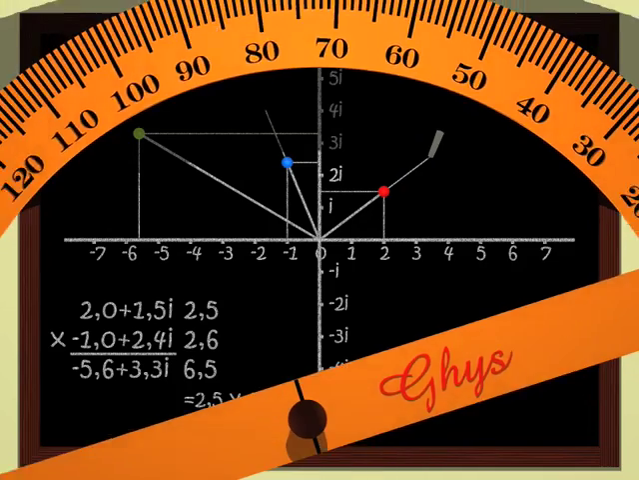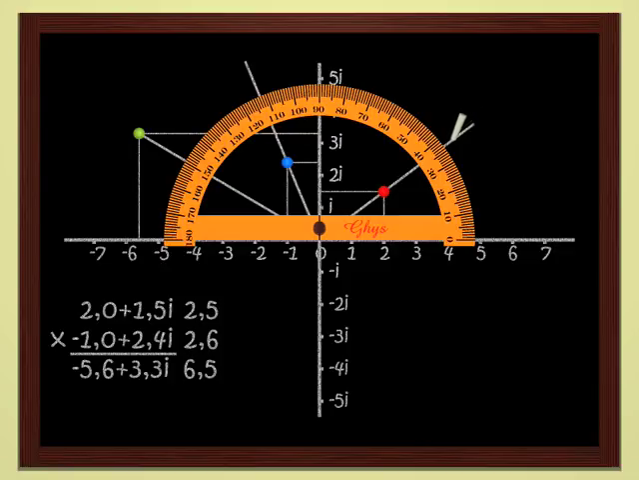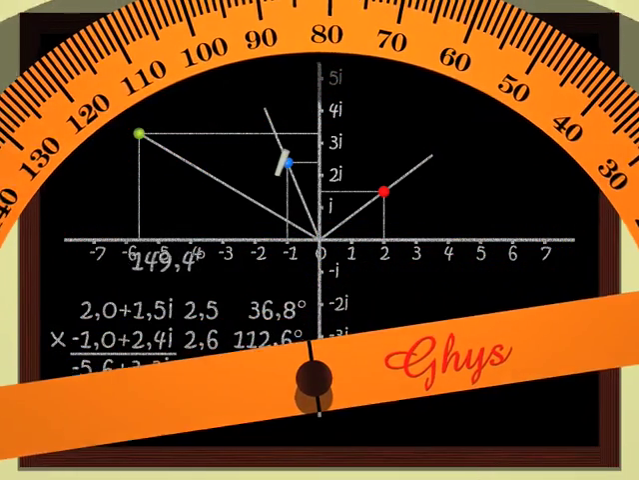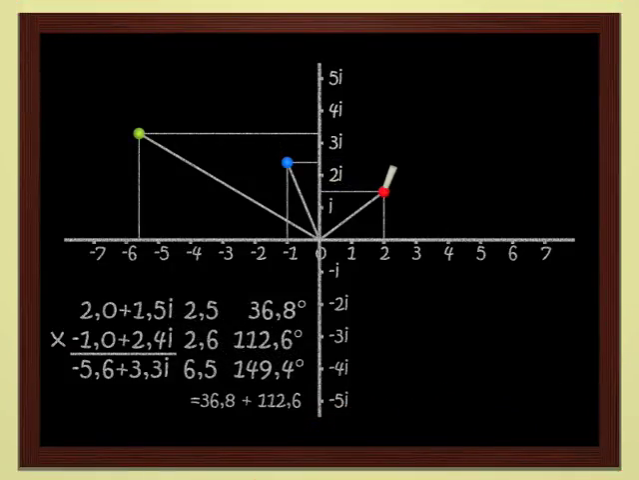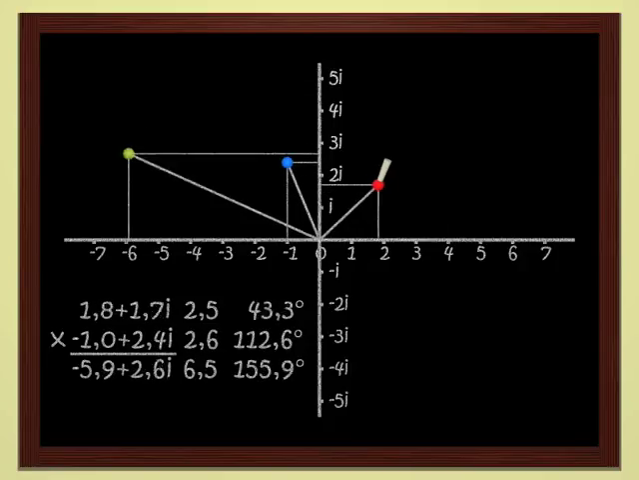The argument of a complex number is measured by the angle between the abscissa axis and the straight line joining the origin to the point. Here, for instance, the argument of the red complex number is 36.8 degrees. The argument of the blue point is 112.6 degrees. And for the product, the green point, we get 149.4 degrees. This is the sum of the arguments of the two numbers. When we multiply two complex numbers, moduli are multiplied and arguments are added.